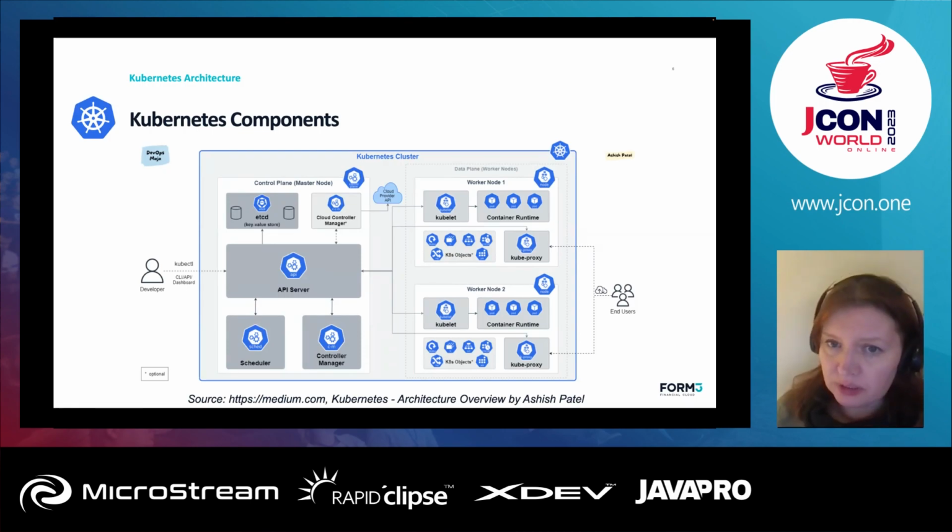Let's take a look at worker nodes now. So basically, worker nodes are the place where the real work happens. The actual pods run over there. Kubelet is a main component responsible for instantiation and execution of pods.